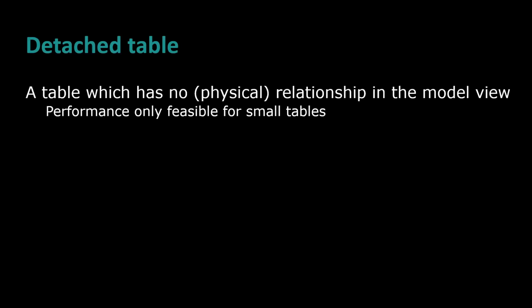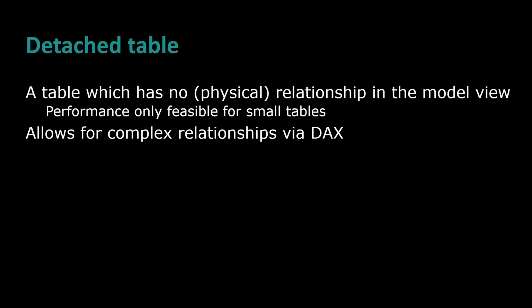Maybe because I cannot. So detached table means that there's a table, at least one table. This would be the detached table. It could also be several detached tables which have no physical relationship in the model view to other tables. So from a performance perspective, of course, this is only feasible for smaller tables, but as I pointed out, test this. We have one customer where we used 3 days with a table with 1 million rows, and it works fine.